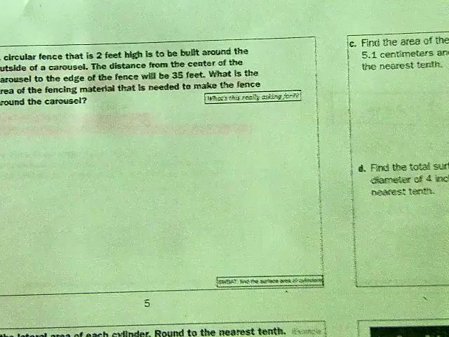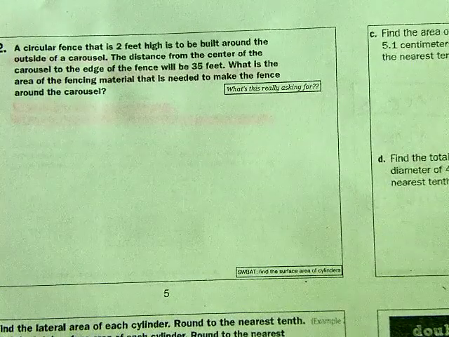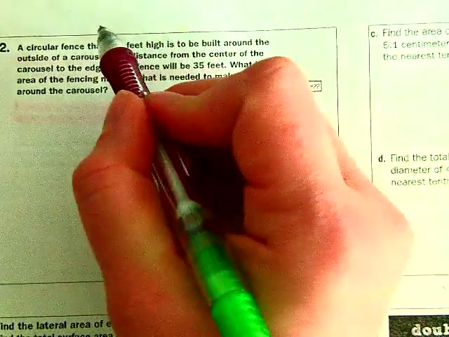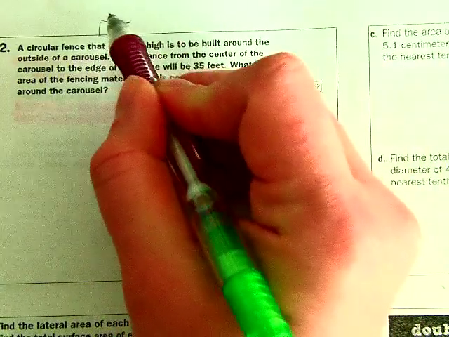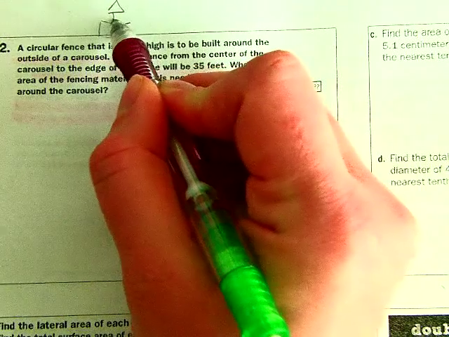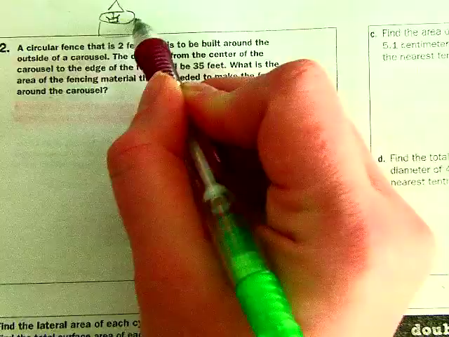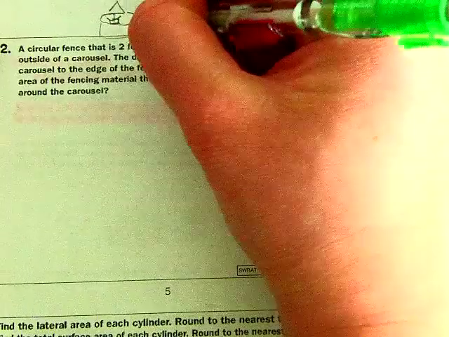Here we have a circular fence that is 2 feet high, to be built around the outside of a carousel. So we have a carousel, and inside we've got some ponies and stuff. And then there's a 2-foot fence to be built around it. Okay, so 2 feet high, just visually here.